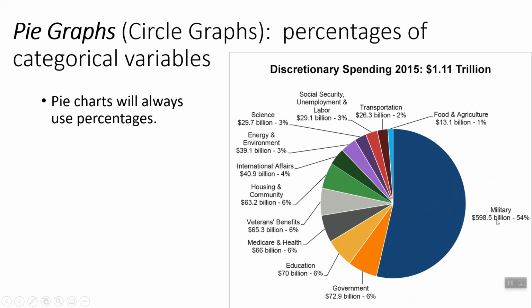In this case, it's the discretionary spending of the U.S. government in the year 2015. Military seems to be taking up 54%. All right, and then you can check out all the rest of these things. This is actual data, by the way.